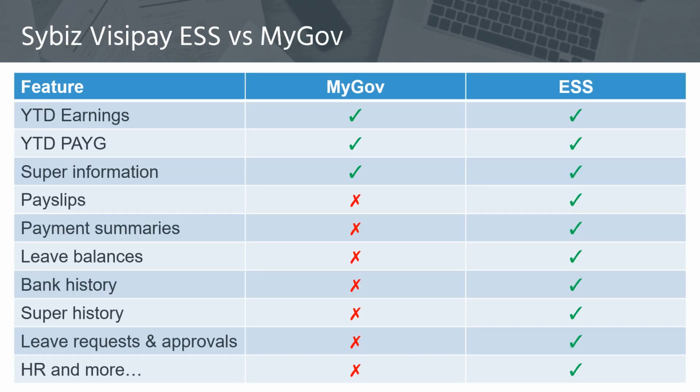There have been some queries coming through to Sybiz about the differences between the information you'll get in Sybiz VisiPay Employee Self-Service versus MyGov. There's going to be year-to-date earnings, PAYG and super information coming through to MyGov, but some of you have asked whether payslips will go there. That's certainly not looking likely, though stranger things have happened, and a few years down the track that may be the case. Similarly, things like leave balances aren't likely to be in MyGov, but could be down the track. So there's a lot more functionality in Sybiz VisiPay ESS, or Employee Self-Service.